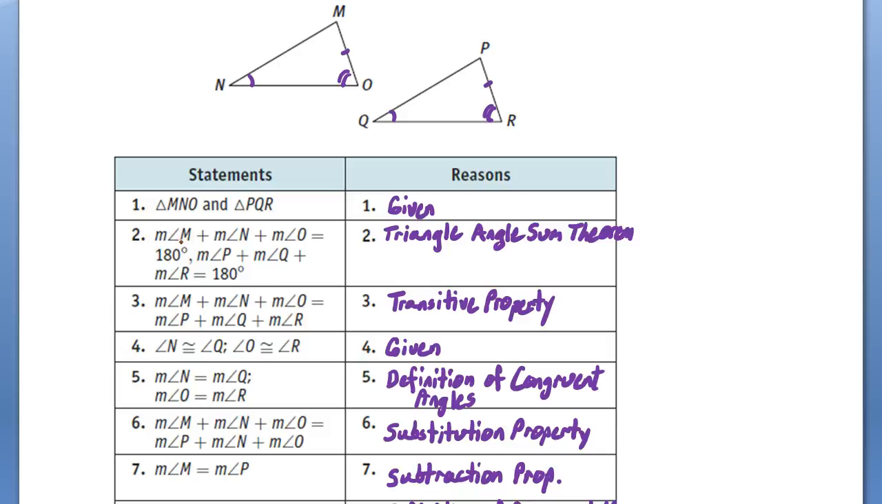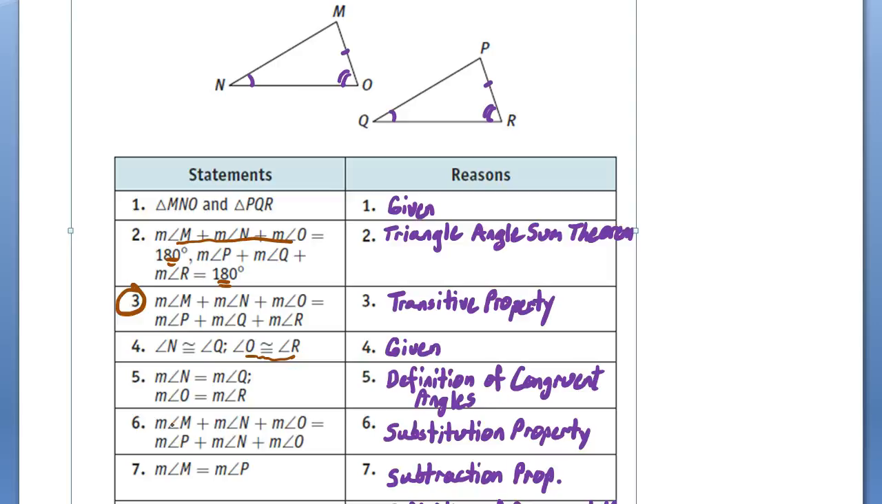Okay, next, because those angles add up to 180 and these angles add up to 180, we can say that those angles are equal to those 3 angles in the other triangle. If they're both equal to 180, then they are equal to each other. That's the transitive property. Okay, next let's copy down some more of the given information. Next step, because these are congruent, their measures are equal. Because these are congruent, their measures are equal. That is the definition of congruent angles. That's what it means to be congruent. Congruent angles have equal measures.